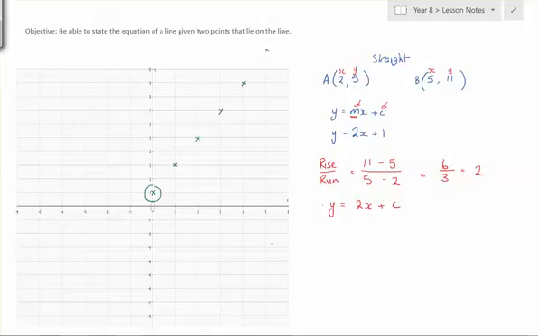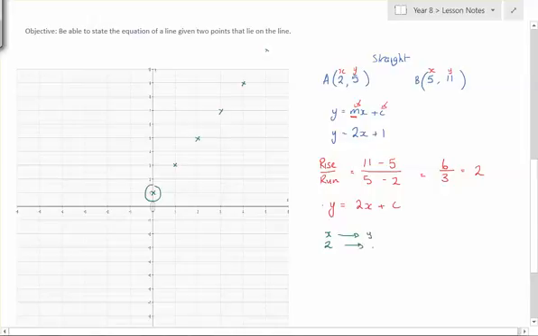So I know that when x is 2, y has to be 5. And when x is 5, y has to be 11. So I can kind of use that information.